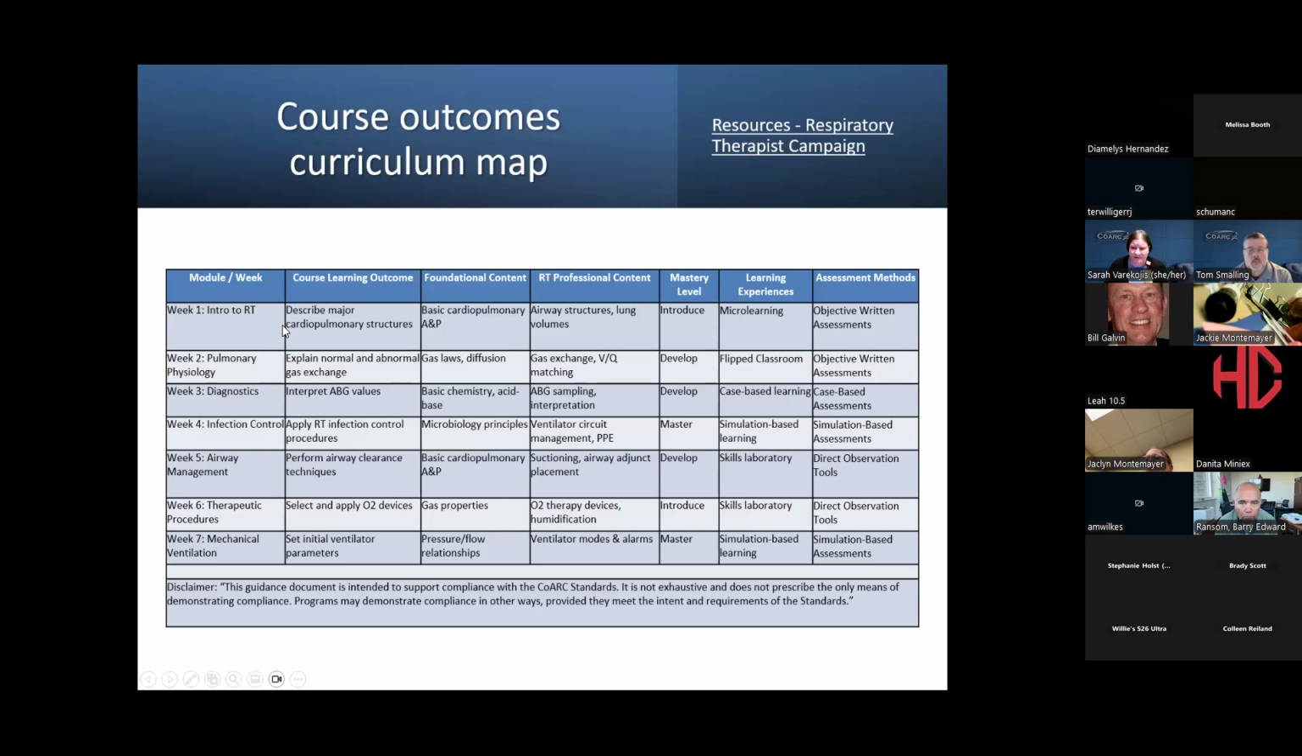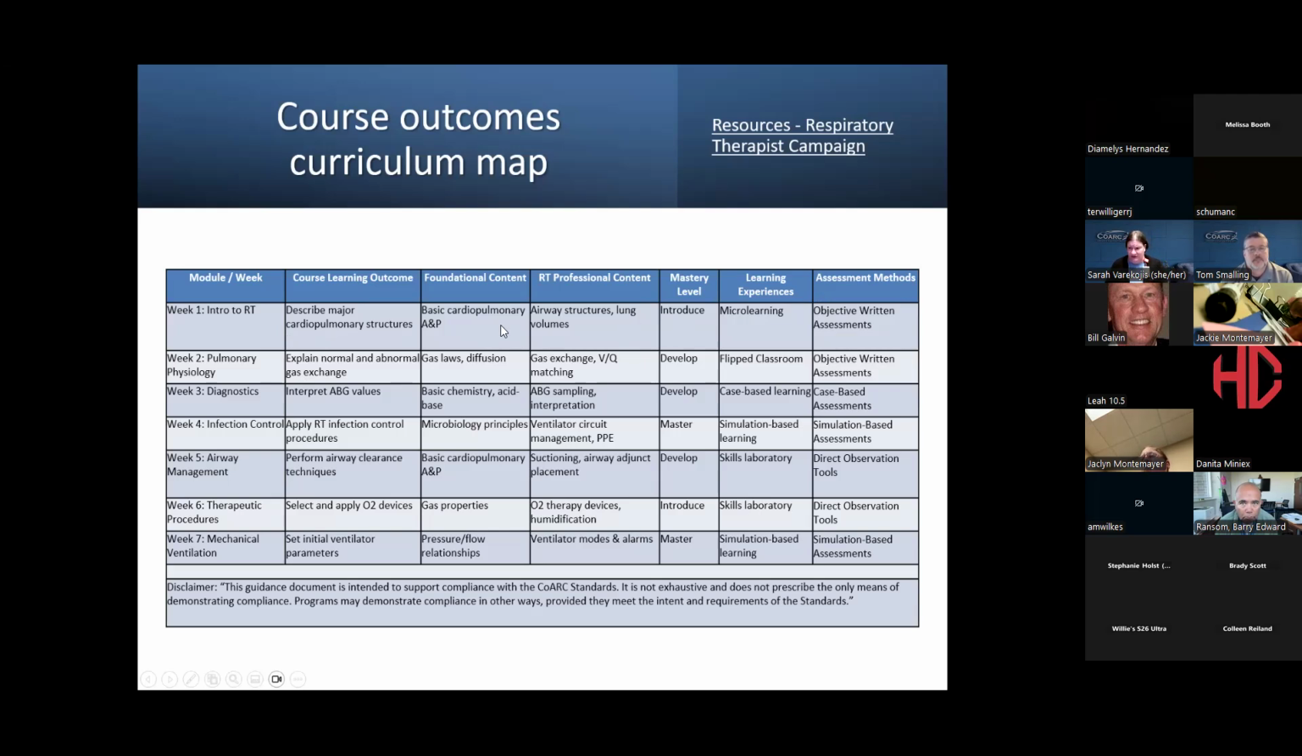So for my course learning outcome, I have described major cardiopulmonary structures. For foundational content, they would need basic cardiopulmonary anatomy and physiology. In the professional content, airway structures and lung volumes could be described. The mastery level would be introduce, and maybe I'm going to use micro learning as my learning experience, and I would have an objective written assessment for that.